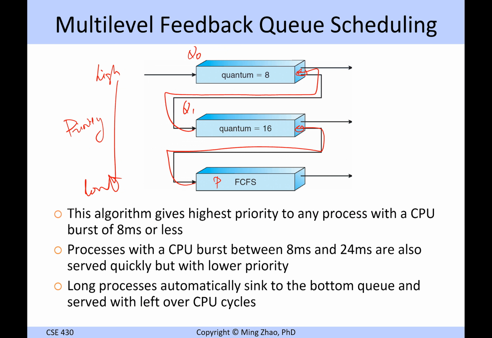There are at least two different reasons why we want to move processes across the queues, from high priority to low priority, or from low priority to high priority. Both are important.